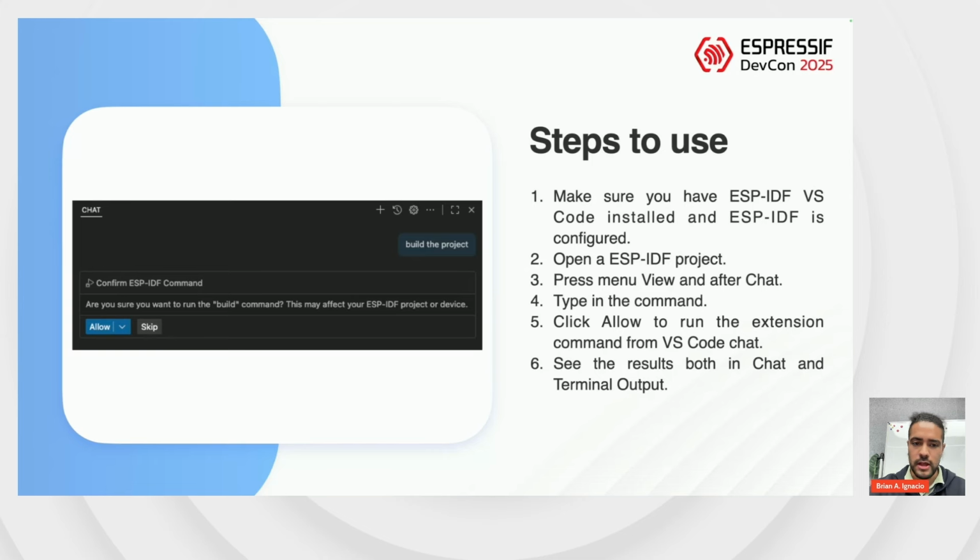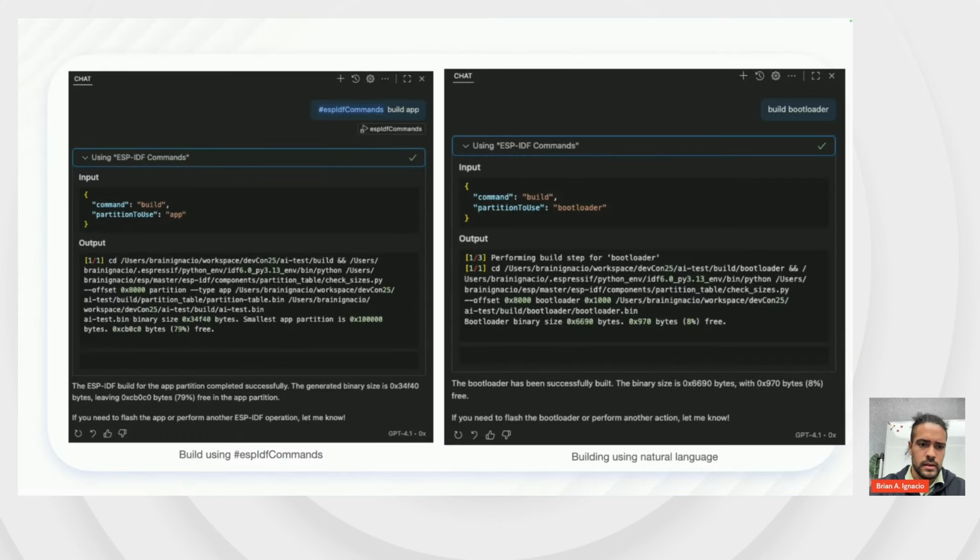After that, just type the command, build the project, and then you will see a notification saying confirm ESP-IDF command. This is basically to make sure that you know what you're doing. After that, you click allow to let the command start running. Then you will see an input, what the chat interpreted from your request, and you will see the output of the command that you have executed.